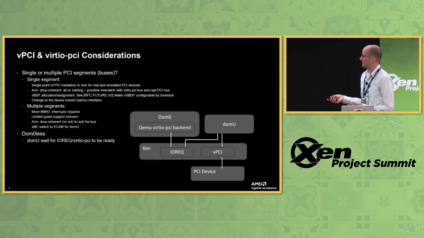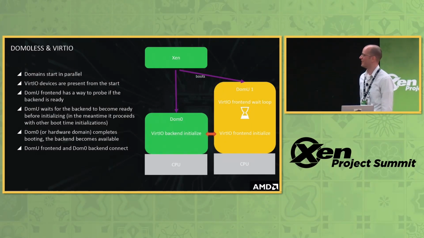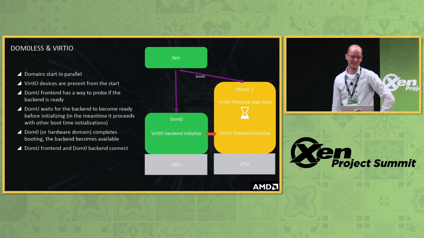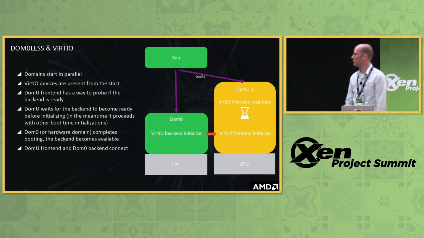And then Dom0less. Stefano already talked about this, but here is Stefano's slide for review. Thank you, Stefano, for this slide. Basically, for virtio-pci, we need the backend to emulate the bus. So if our DomU is started from boot by the hypervisor, then we just have this busy wait loop until it's ready.